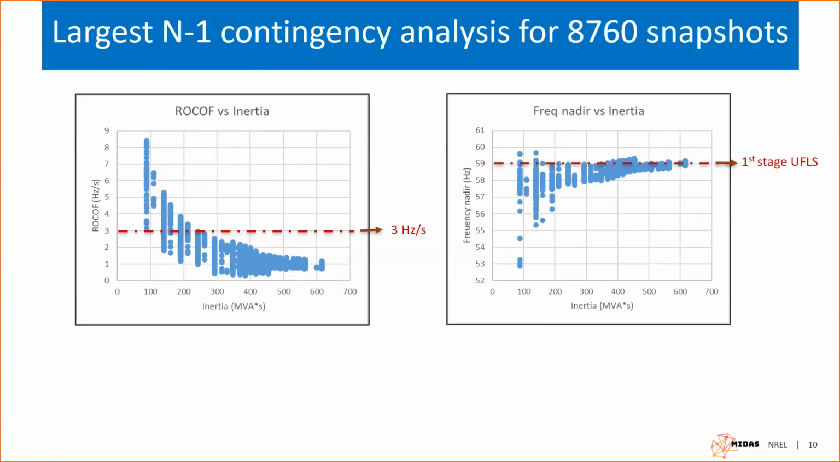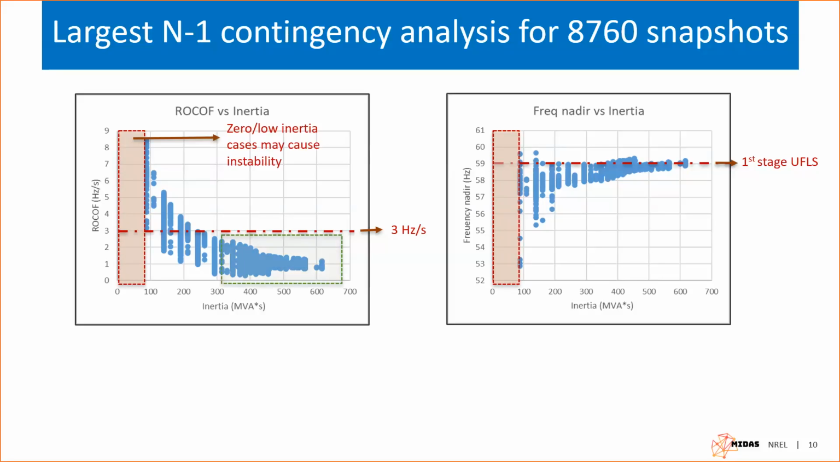First thing we notice is that in the red area, there are no results, because if you recall, there are more than 10% no inertia cases there. When we use PSS to simulate the scenario, the dynamic simulations diverged, which means those cases may cause instability. This can only be captured by the dynamic simulation, but not the scheduling model. Secondly, if we look at the cases with inertia larger than 354, which is the threshold we calculated before, we see all the rate of change of frequency is below 3 hertz.